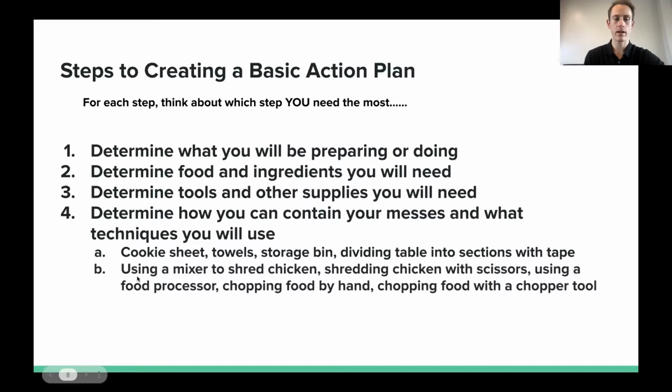So again, along with containing your food messes, this would involve techniques that you're using to help you contain that. So like maybe you're using a cookie sheet or a towel or a storage bin or one of those things to help you stay organized. So how you might do that is if you have a cookie sheet, you might have it organized to where you have, like, if you're cutting food, for example, you could have your cutting board on the front, your knife at the top, the food you haven't cut on the bottom left.